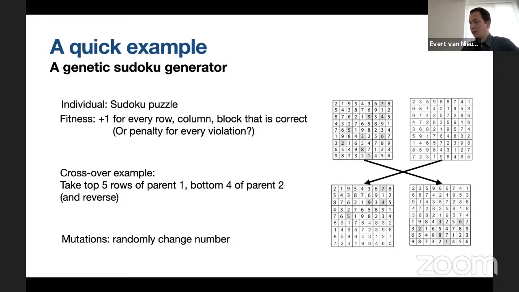And then mutations are just, with some probability, I go over each of the squares, and with some small probability, I randomly change the number with or without checking the constraints. So it sounds like this is a random search, or if I just do this, it is just a random search. But this crossover is going to give you a direction in that search space.